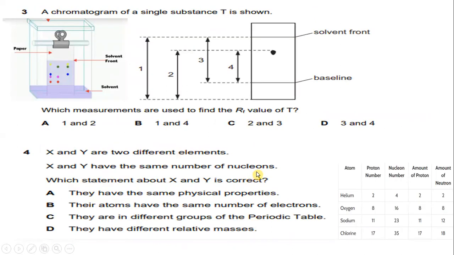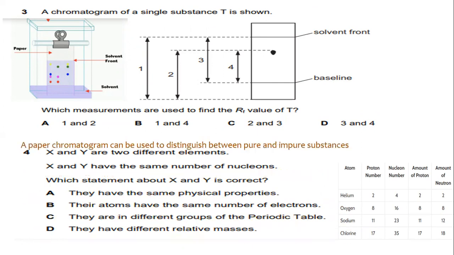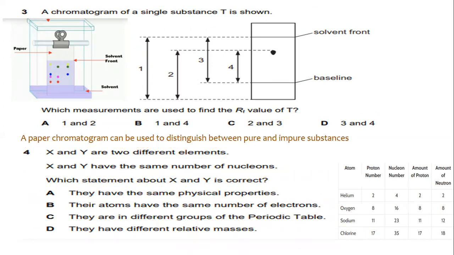Question number 3. A chromatogram of a single substance T is shown. Which measurements are used to find the Rf value of T? As you can see from the left-hand side, this is actually a paper. A chromatogram is a paper which can be used to distinguish between pure and impure substances.